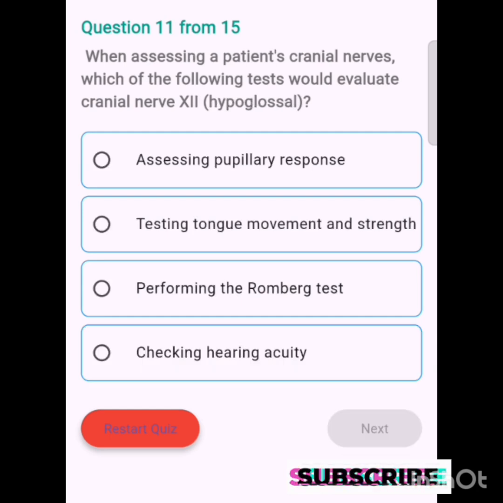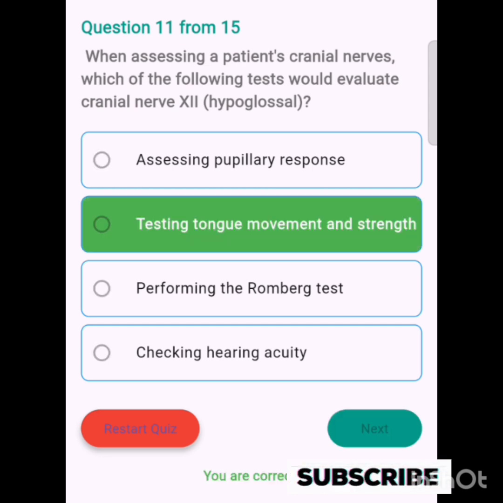Question number 11. When assessing a patient's cranial nerve, which of the following tests would evaluate cranial nerve 12? That is the hypoglossal nerve. Options are assessing the pupillary response, testing the tongue movement and strength, performing the Romberg test, checking the hearing acuity. The correct option here is testing the tongue movement and strength because this cranial nerve, the hypoglossal, is responsible for tongue movement and strength.